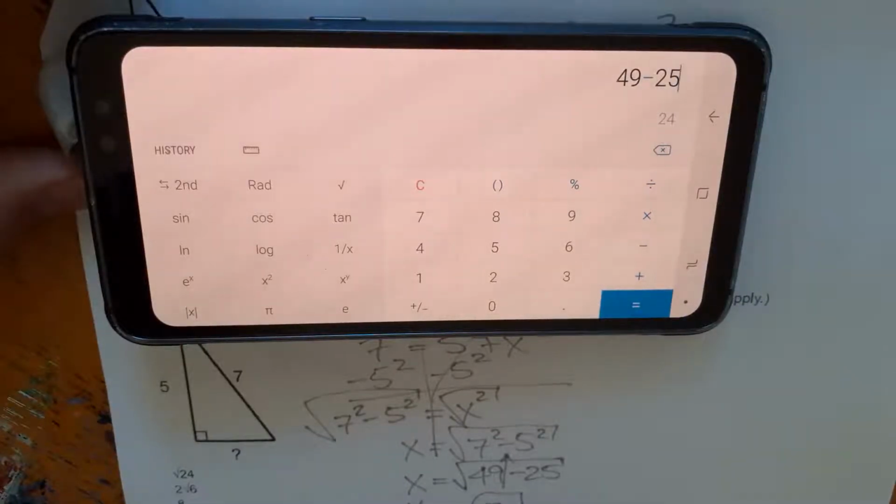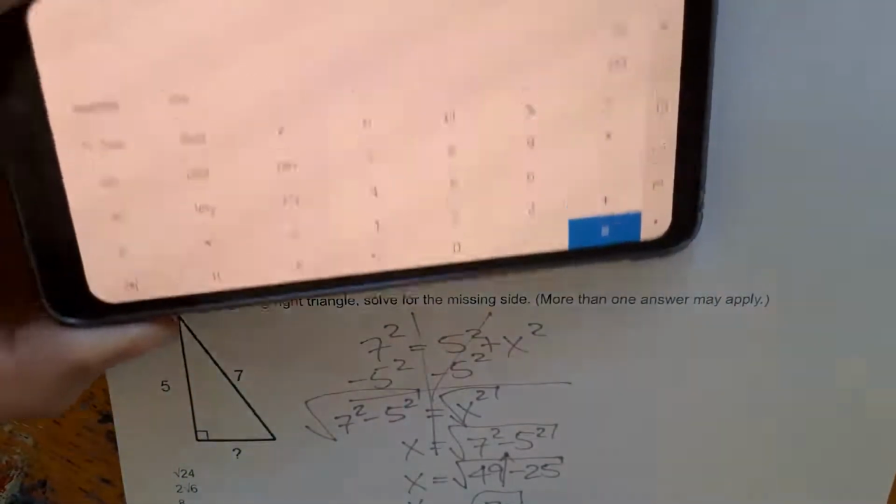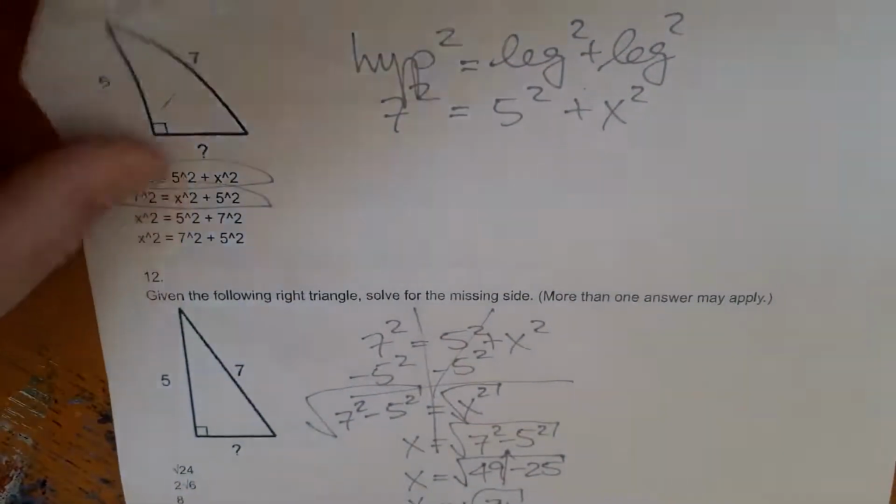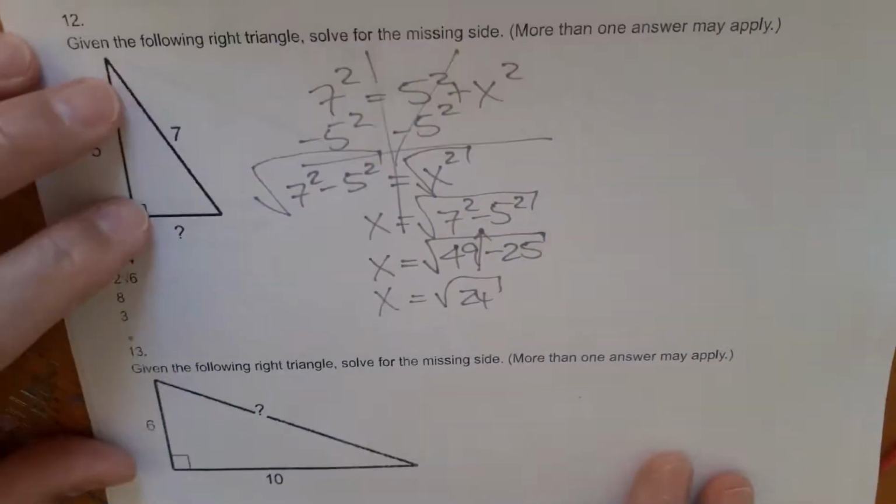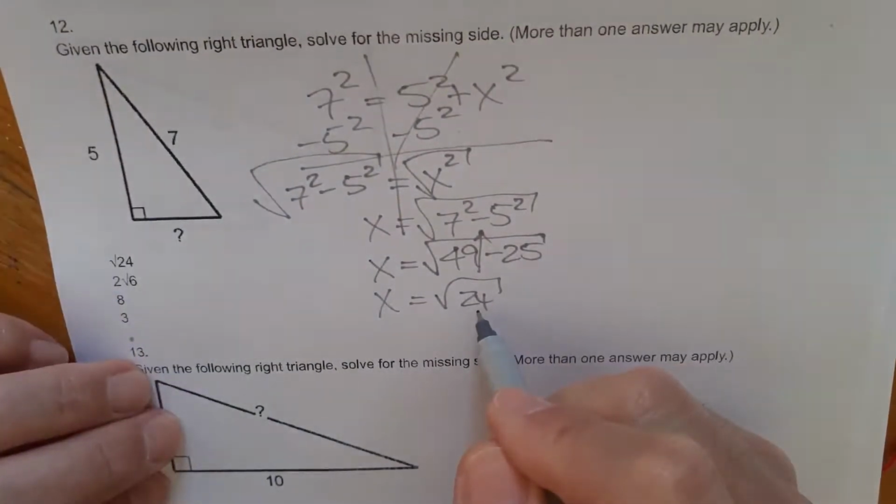This is not simplified. Does it say that? It doesn't say simplified necessarily. Let's look a little bit closer at this. We've got a square root of 24. The question is, can you go ahead and go with this answer?